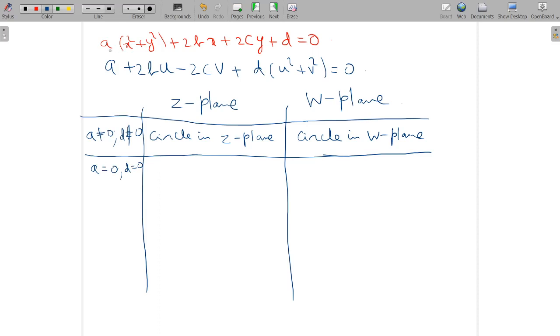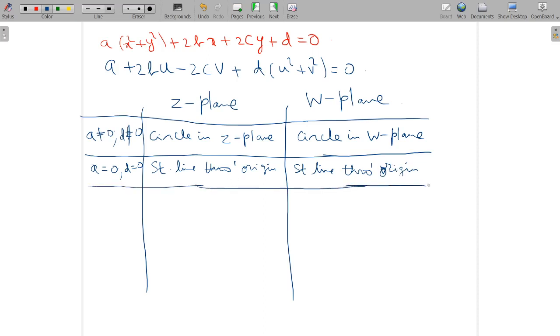When I take a is equal to 0, x squared plus y squared vanishes, and d becomes 0. So I'll have 2bx plus 2cy, which is a straight line through origin. In the w plane, you will have a straight line through origin. And when I take a and d equal to 0, again I will have a straight line through origin in the w plane. So now what happens here? I will have a straight line through origin. This will be case 2.